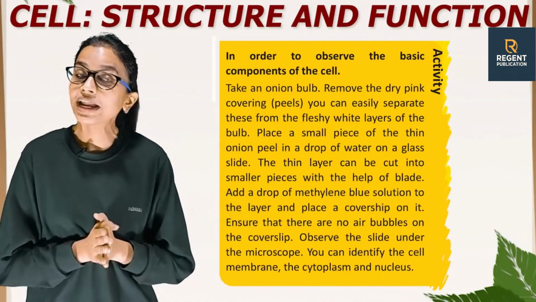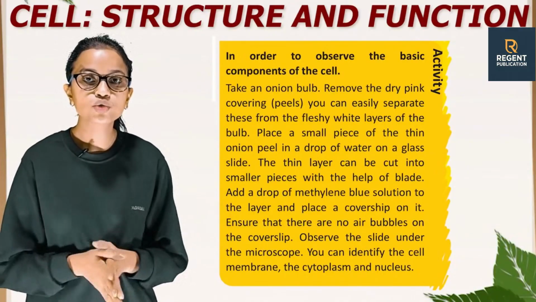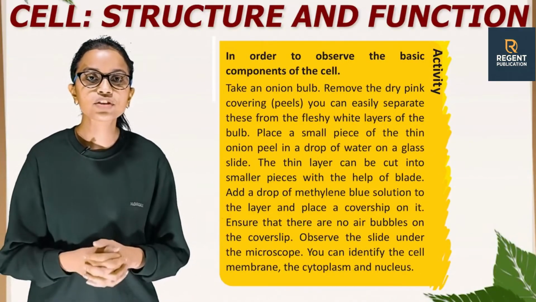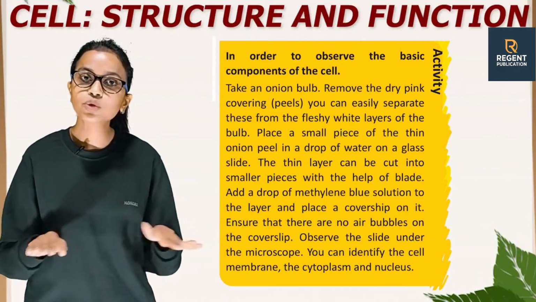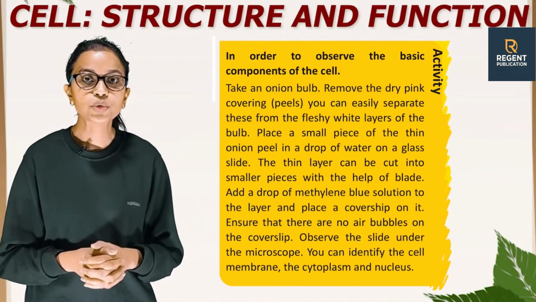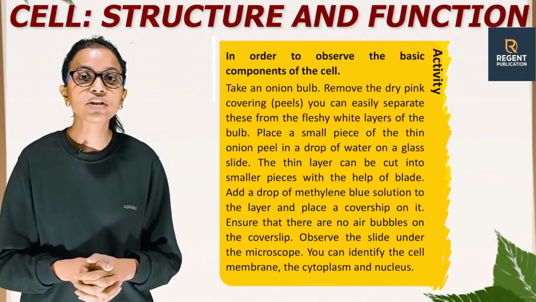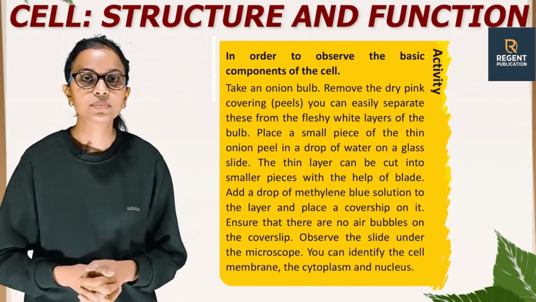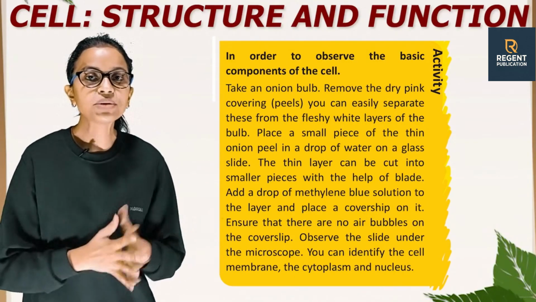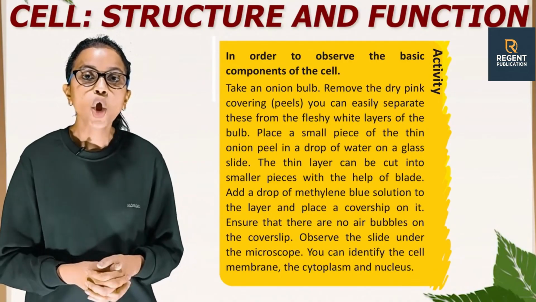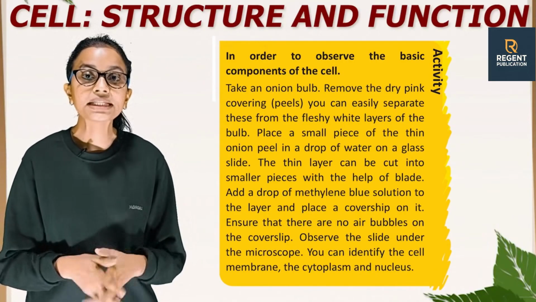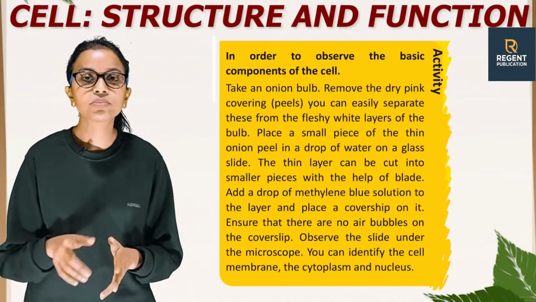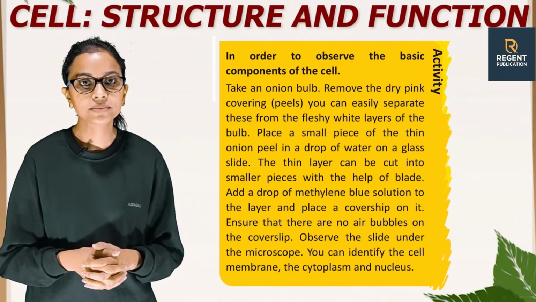So it's time for activity. In order to observe the basic components of the cell, take an onion bulb. Remove the dry pink covering peels. You can easily separate these from the fleshy white layers of the bulb. Place a small piece of the thin onion peel in a drop of water on a glass slide. The thin layer can be cut into smaller pieces with the help of a blade.